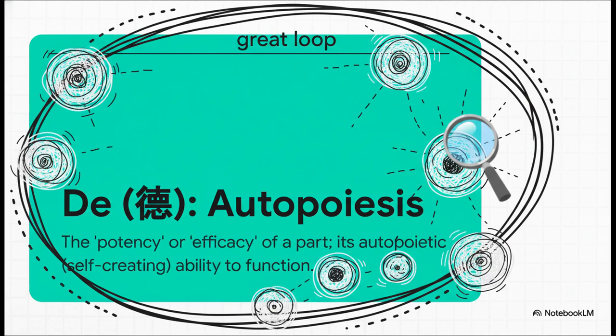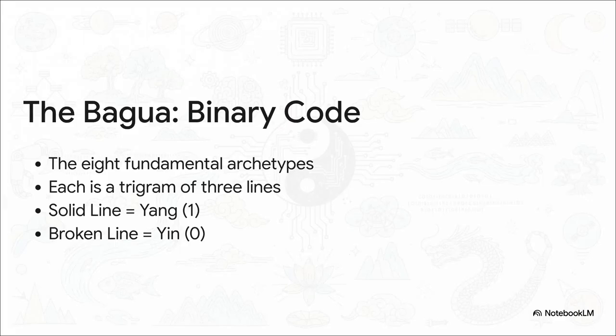And in modern systems theory, we actually have a word for this, autopoiesis. It's the ability of a system, like a single biological cell, to literally create and maintain itself. De is the power of a part to hold itself together while being part of the flow of the whole thing.